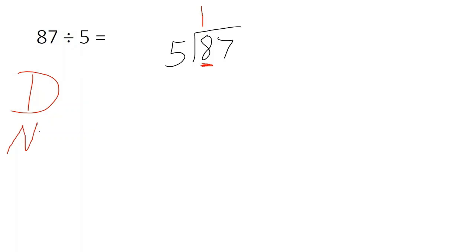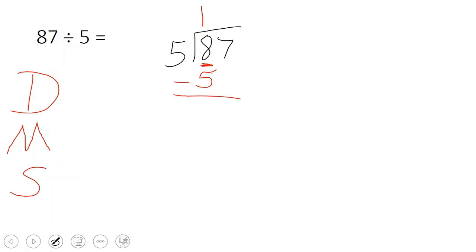Next, I would multiply. I'd say, okay, well, 1 5 fit into 8. 1 times 5 is 5. You can also look at this as saying, how high could I get when I was skip counting? I could not get to 8. I had to stop at 5, so I'm going to put my 5 down here. Next, I would subtract. 8 minus 5 is 3.